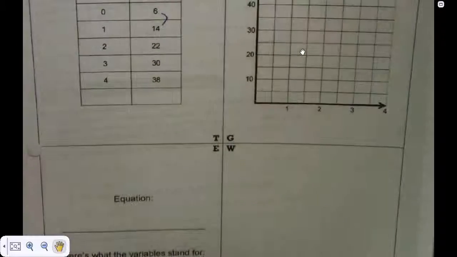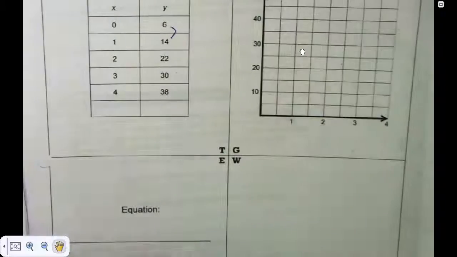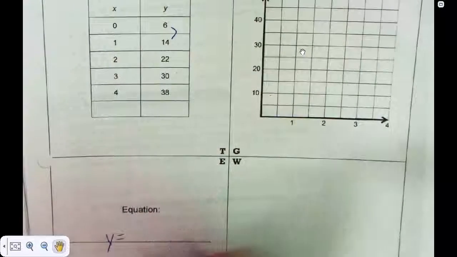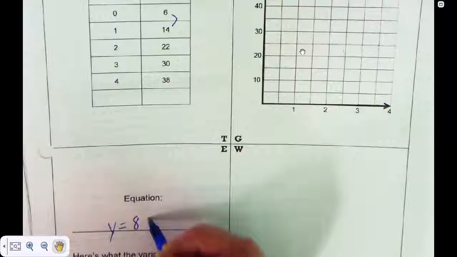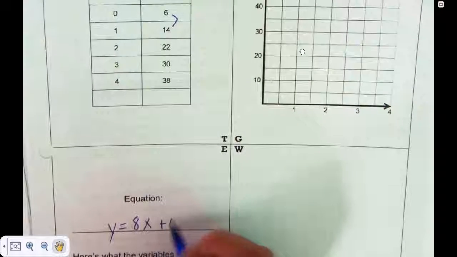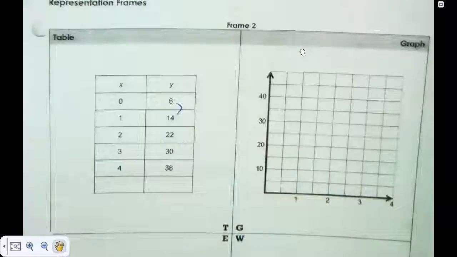Okay, what'd you get? Well, the equation's just 8. Well, how are we going to write that? We can just put times. Thank you, girls. 8x plus 6. Good. Right here.